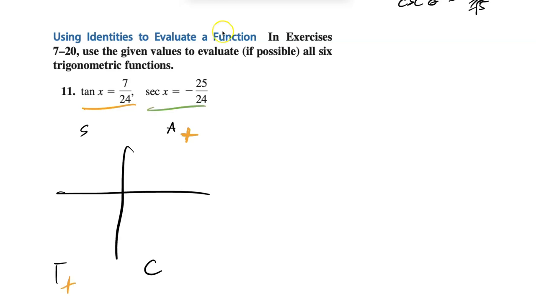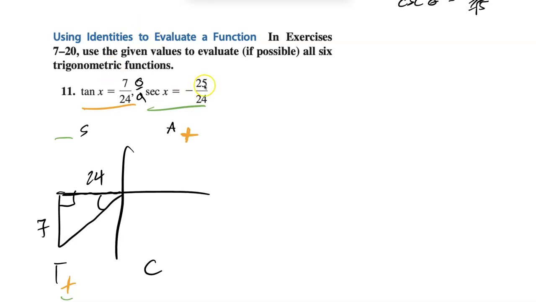Secant, which is just cosine again, is negative, right? Cosine is positive here and here, so it's negative here. We're in quadrant 3 again. So that's where you draw your triangle, in quadrant 3. Now, just use the fact that it's a fraction, right? TOA. Opposite is 7, adjacent is 24.